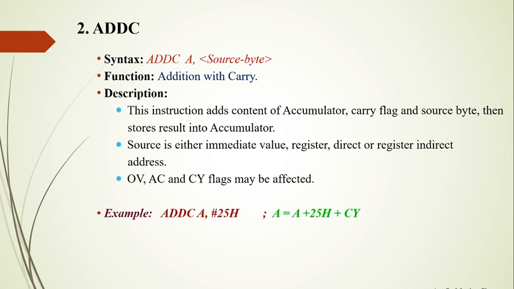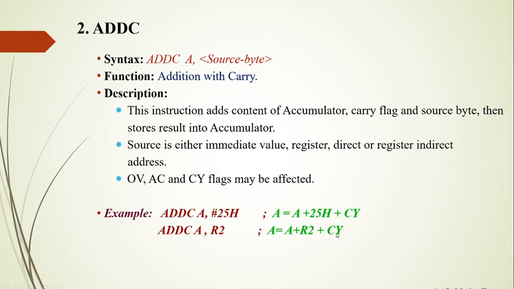Let's see the examples. The first example is ADDC A, #25H. Here the content of the carry, the content of the source byte and the content of the accumulator get added, and the result will be stored into the accumulator. Next example is ADDC A, R2.